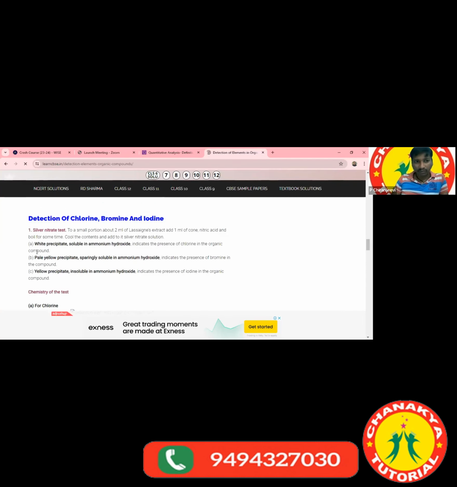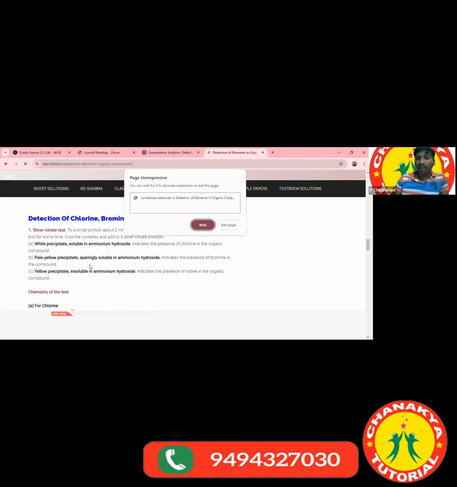Let us see. If you got a white precipitate that is soluble in ammonium hydroxide, it indicates the presence of chlorine in the organic compound. A pale yellow precipitate that is sparingly soluble in ammonium hydroxide indicates the presence of bromine. A yellow precipitate that is insoluble in ammonium hydroxide indicates the presence of iodine. Got the clarity? So that is the identification test of the halogens.